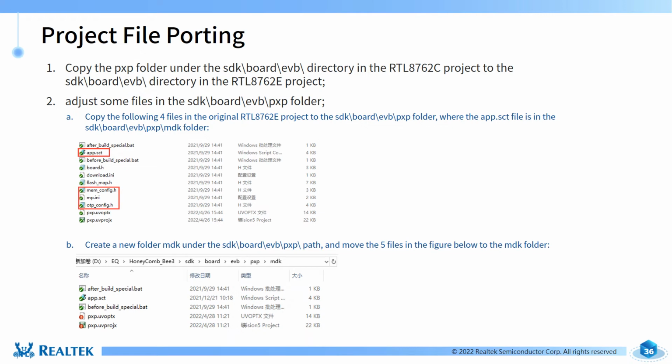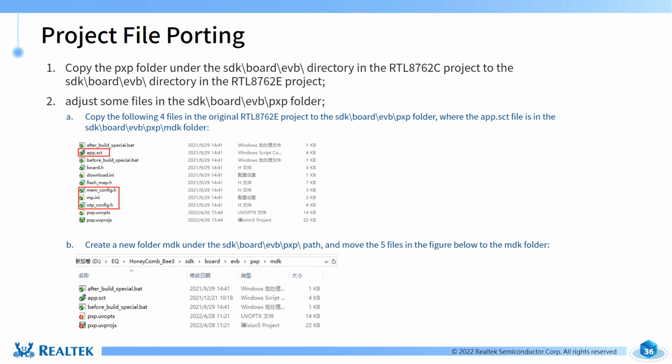First, copy the PxP folder under the SDK/port/evb/ directory in the RTL8762C project into the SDK/port/evb/ directory in the RTL8762E project. Then you need to adjust the SDK/port/evb/pxp folder. Some files in the folder are adjusted in the 5 steps of A, B, C, D, E.